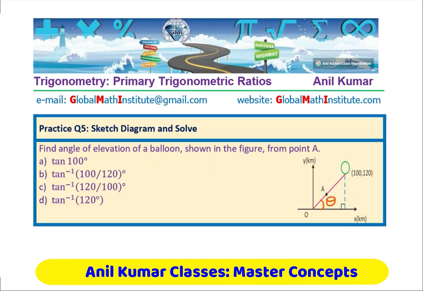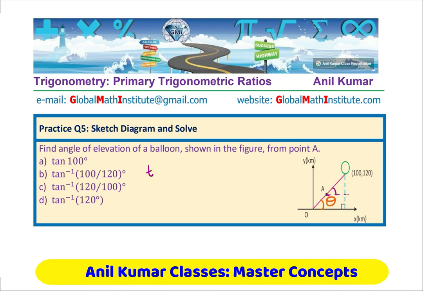Okay, let's move on to question number 5. So find the angle of elevation of a balloon shown in this figure from point A. So from this point, you have to find the angle of elevation. Now, to make it complicated, I could have given coordinates of point A also. But see, the angle is the same whether you measure it at the origin O or there, right?